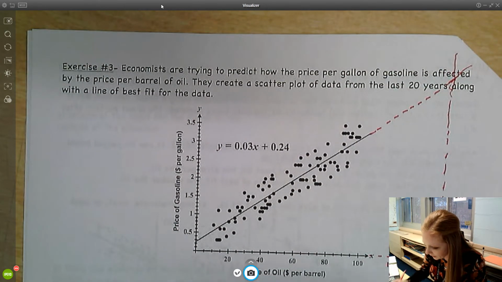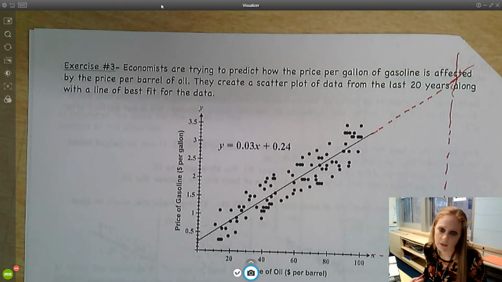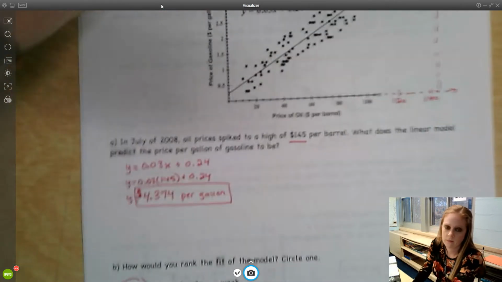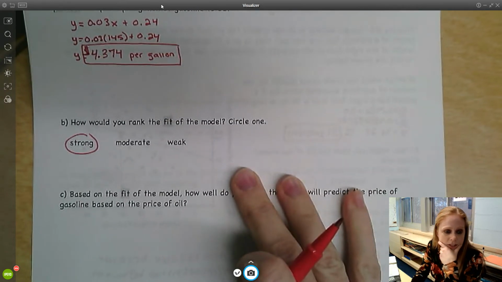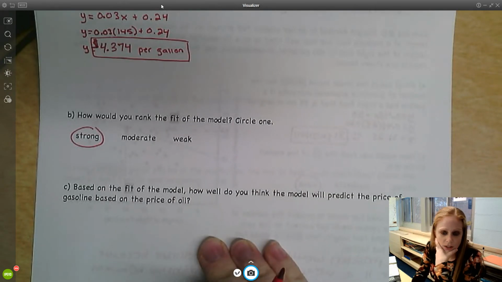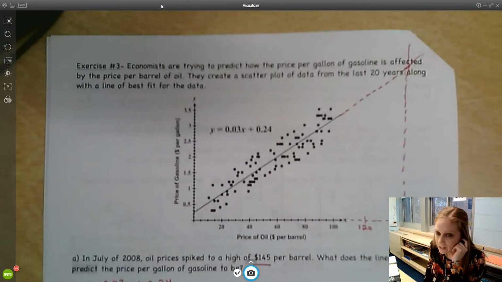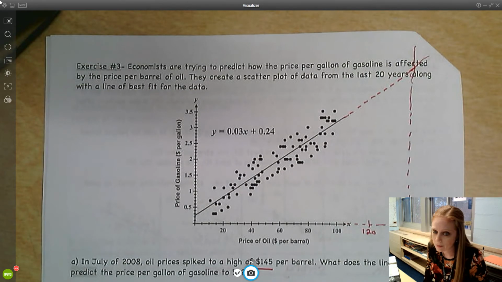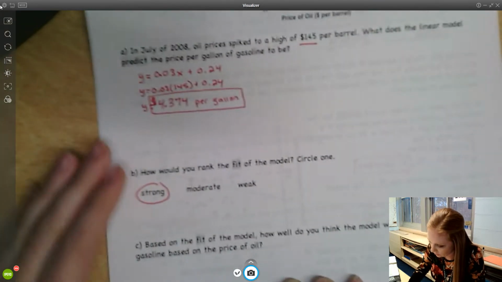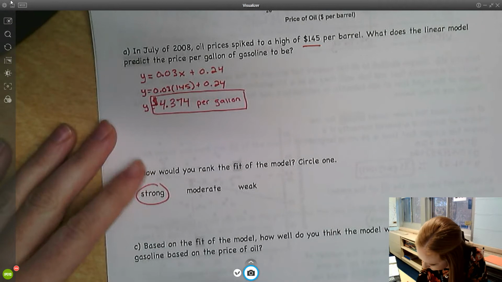Strong, moderate, or weak? These points are all pretty close together to that line. They're pretty close to that line, so I'd say this is definitely a strong relationship. And based on the fit of the model, how well do you think the model will predict the price of gasoline based on the price of oil? I think it would predict it well. This trend seems to be pretty accurate. All those points are close to the line of best fit, so therefore it is a good representation.